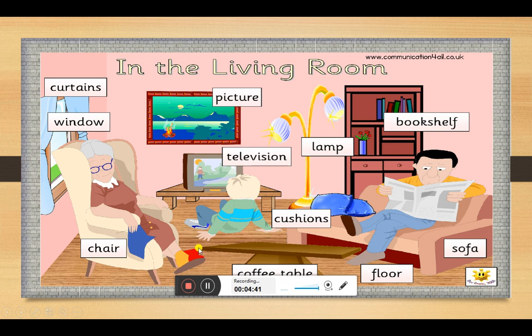And again, the naming words or the nouns can come in two different forms. They can be singular, like a picture, a window, a lamp, or they can be plural, like curtains, like cushions.